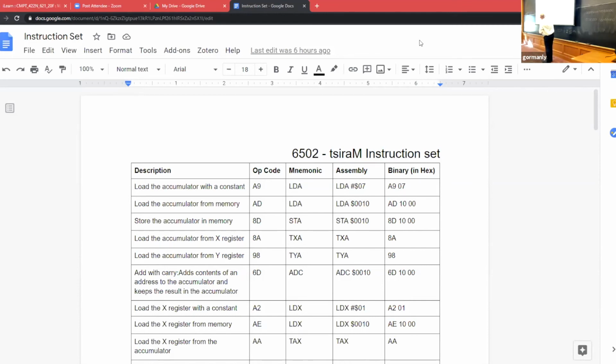I have some more of those down here. Load the X register from the accumulator, reverse it. It becomes TAX. Or transfer accumulator, I should say. Notice these don't have operands. I'm not asking you to load it with an immediate value. I'm saying transfer. It's going to take whatever the value was in the first one, like X, and move that value to A. So there's no operand. I'm not addressing memory. I don't need to give it a value. The value is already in X, and now it's going to be in A. Right?